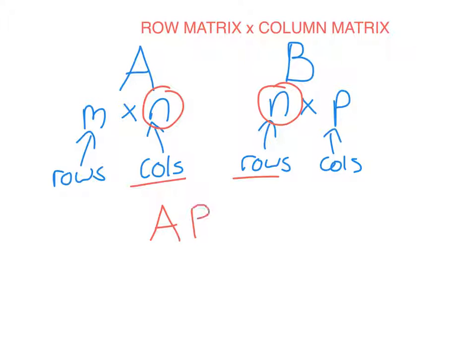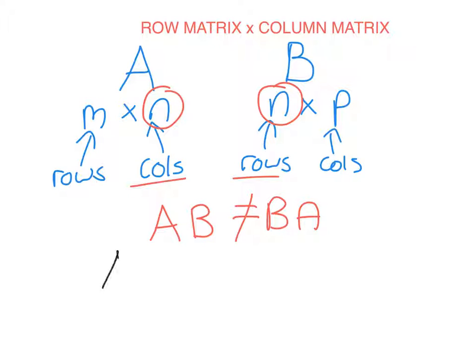In addition to this, matrix multiplication is not commutative. So what that means is the order of multiplication does matter. If you multiply A by B, that won't necessarily give you the same answer as if you multiply B by A. Moreover, sometimes the order will determine whether or not you can do it.